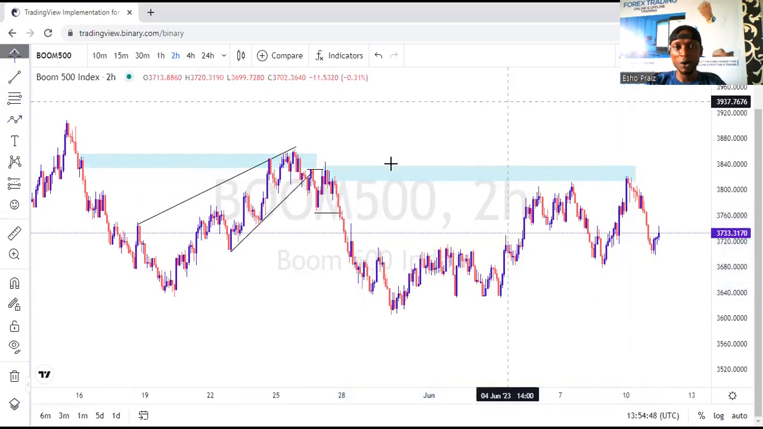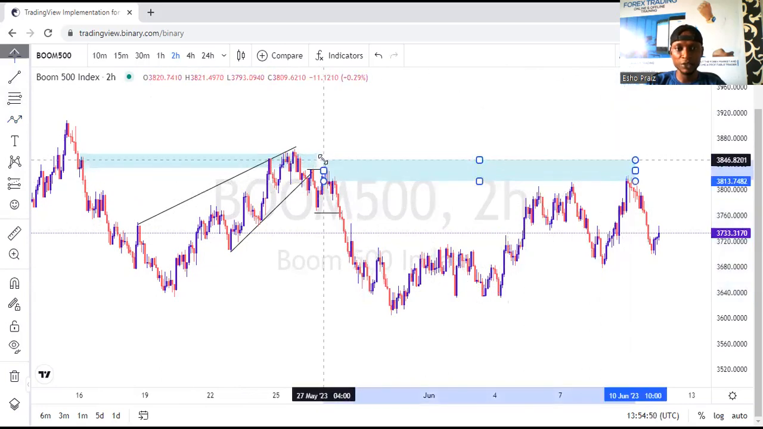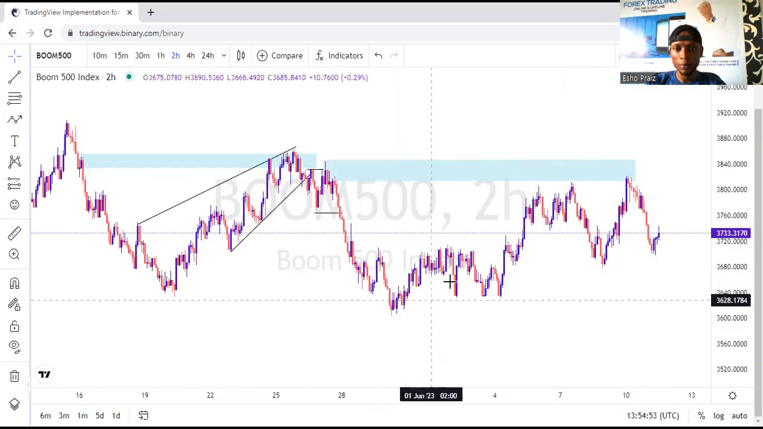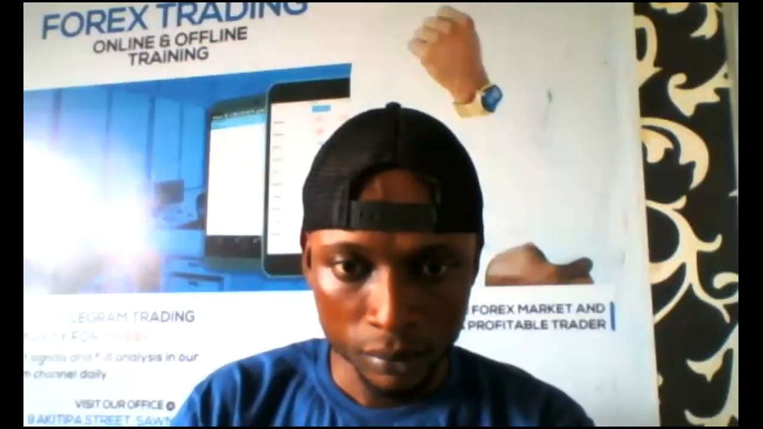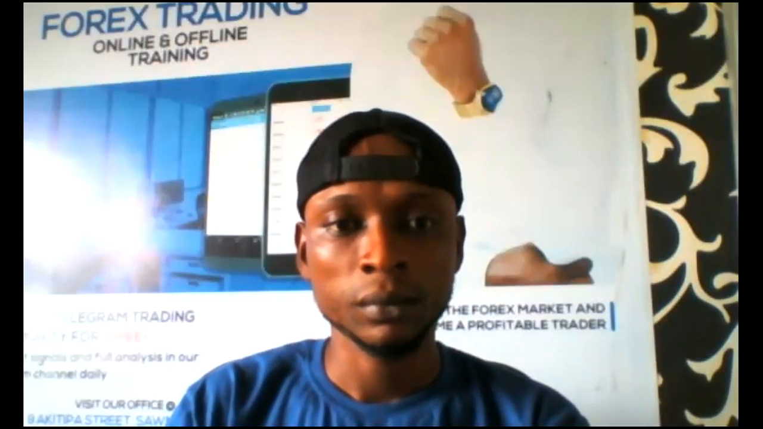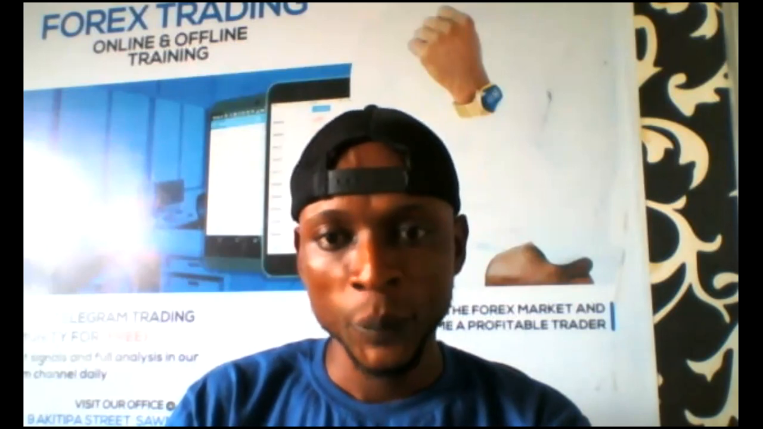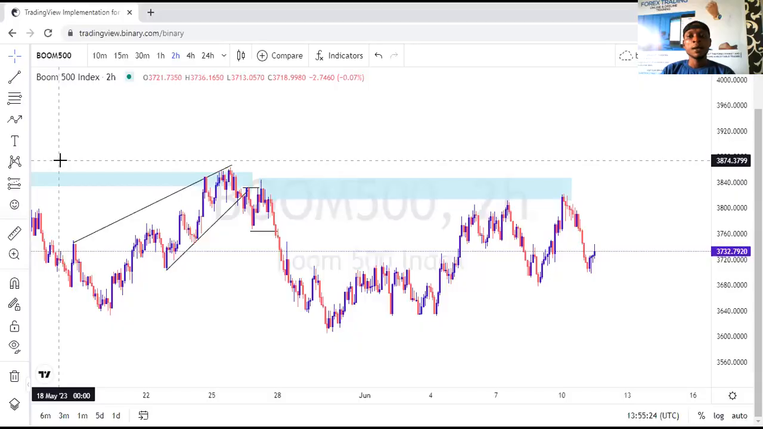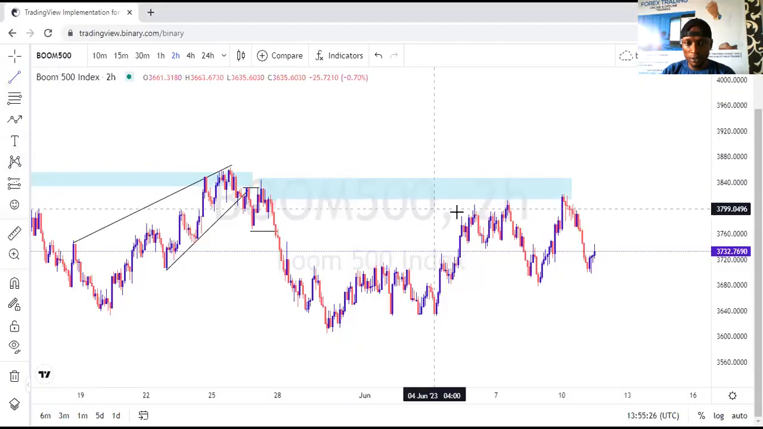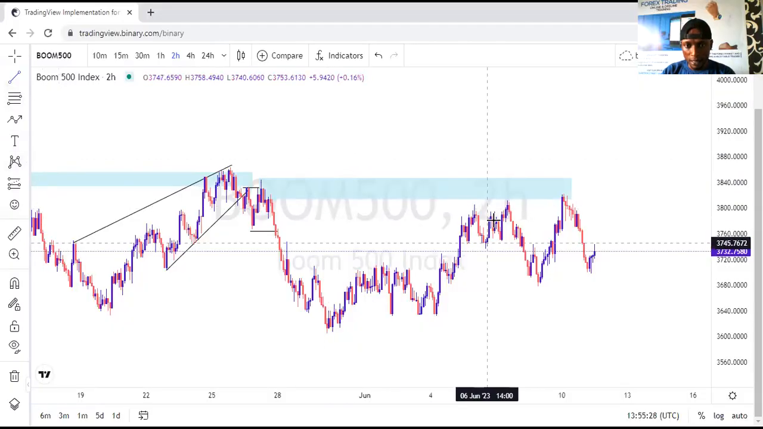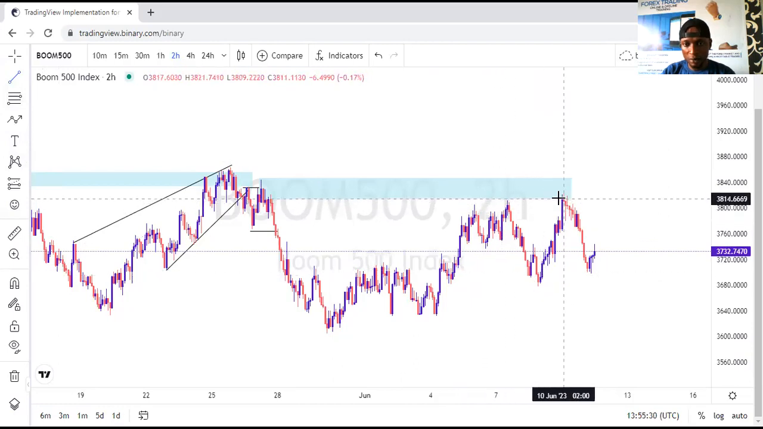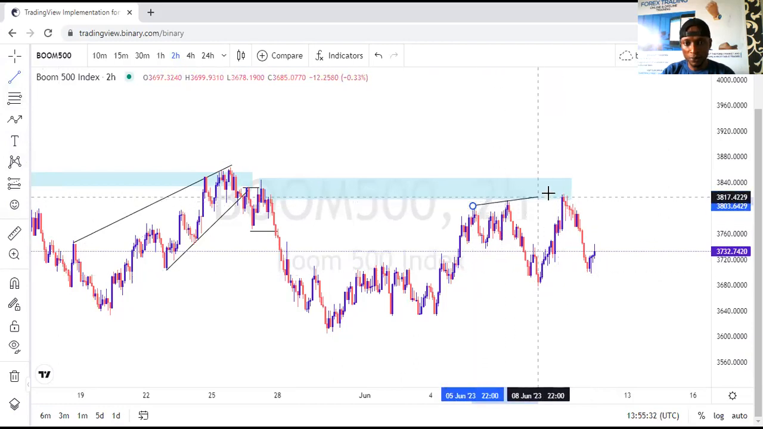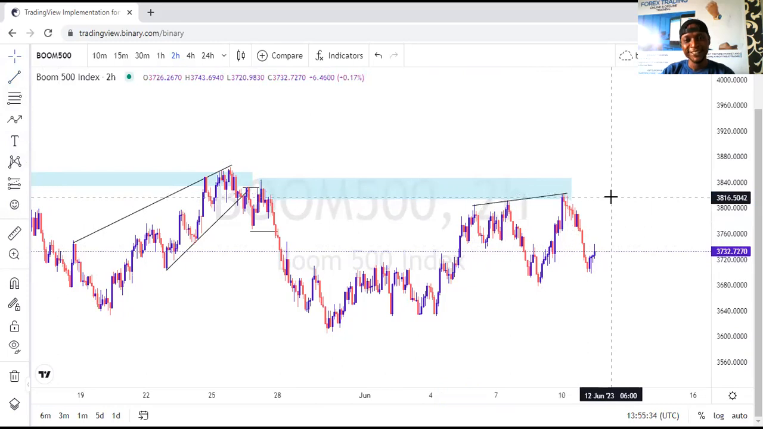Now let's check how we can figure out the entry. Look at it here. So look at it, guys. Now check the market yourself. Okay, the market pushed to the downside like this and pushed up, pushed to the downside. Now the entry was here. Check it yourself.